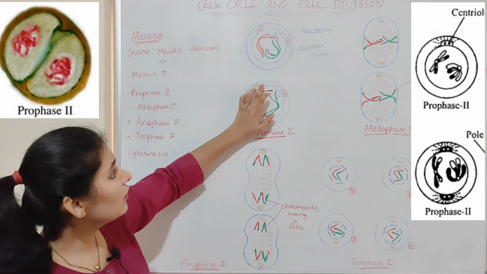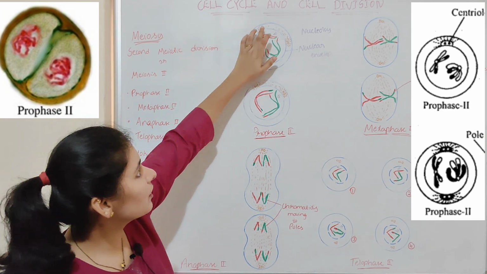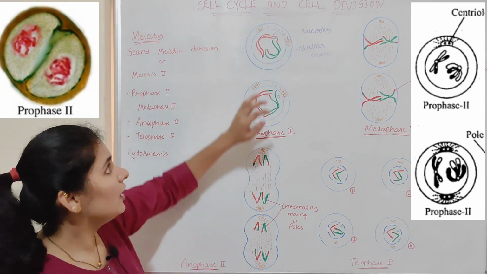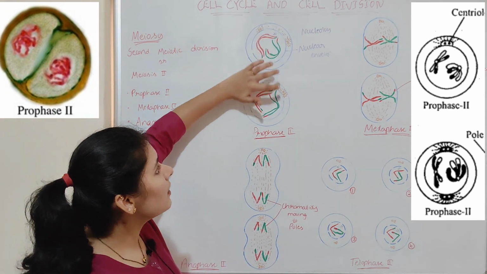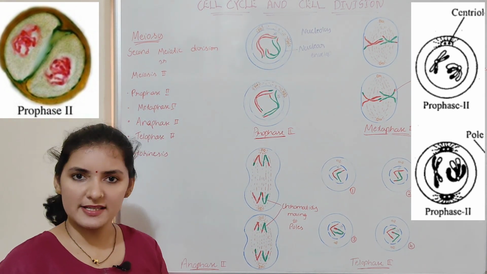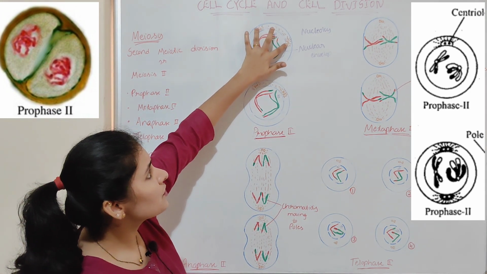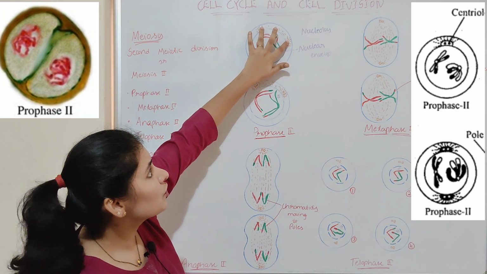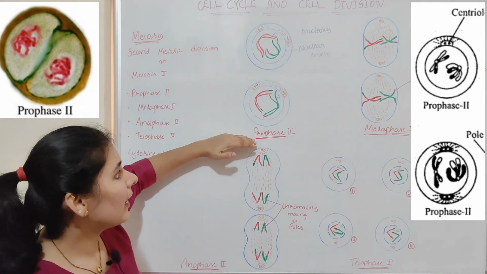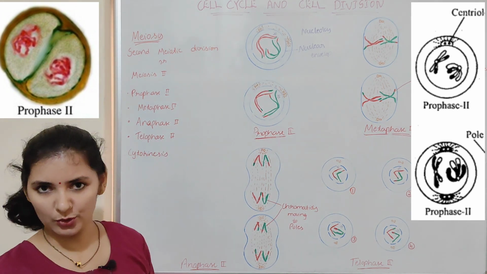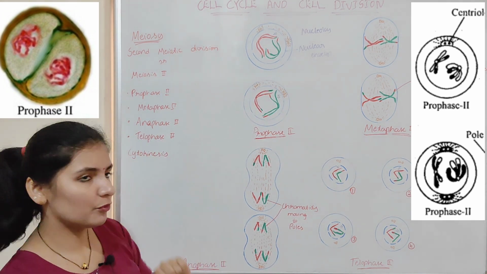Apart from that, the nuclear envelope which is present around the chromosome now starts to break down and it finally disappears. The nucleolus also becomes disintegrated and finally disappears. The spindle fibers are formed between the two centrioles and these centrioles move away from each other, and by the end of this Prophase II, the centrioles reach the two opposite poles of the cell. So that is about the Prophase II.